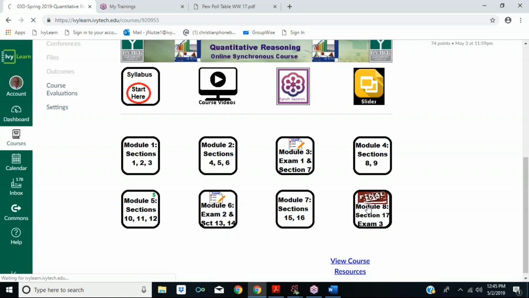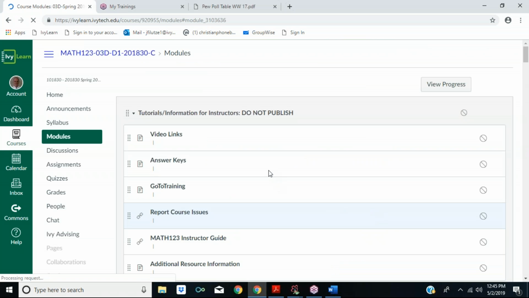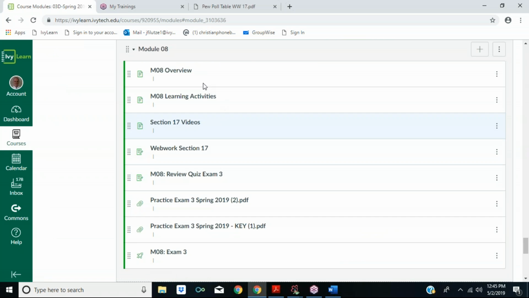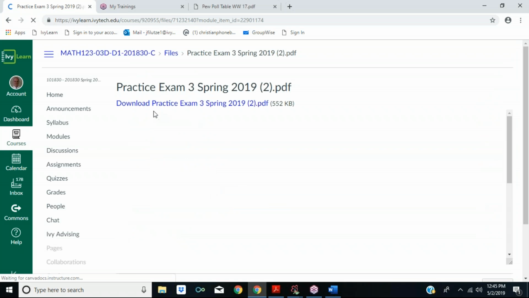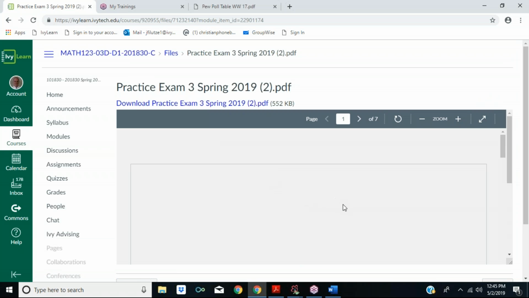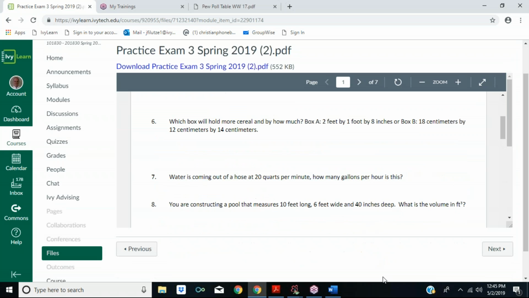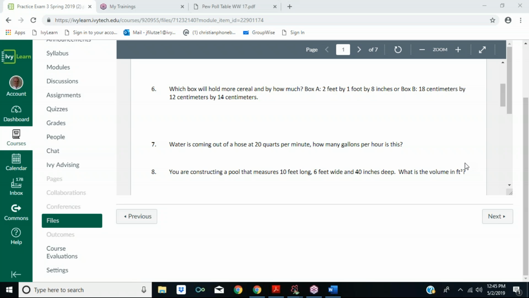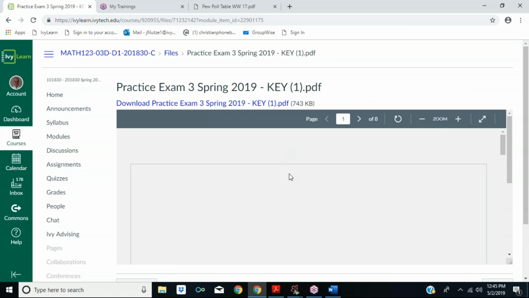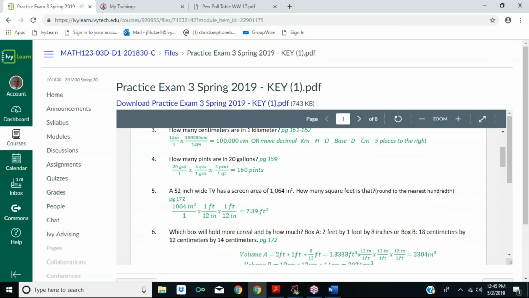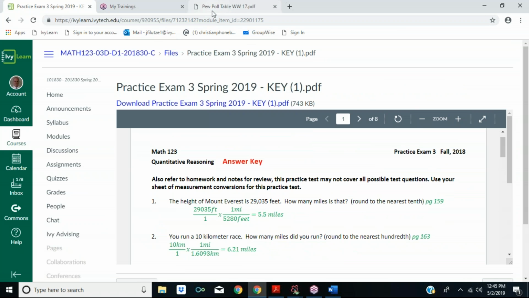It's in module 8 here. I'll show you where. If you go to module 8, there we go. There's the review quiz, the online one that's required. And if you click on the next one, it has this practice exam. And then if you click next here, it has the key. So you have all the solutions. I wanted to provide that for you as some extra information, okay?